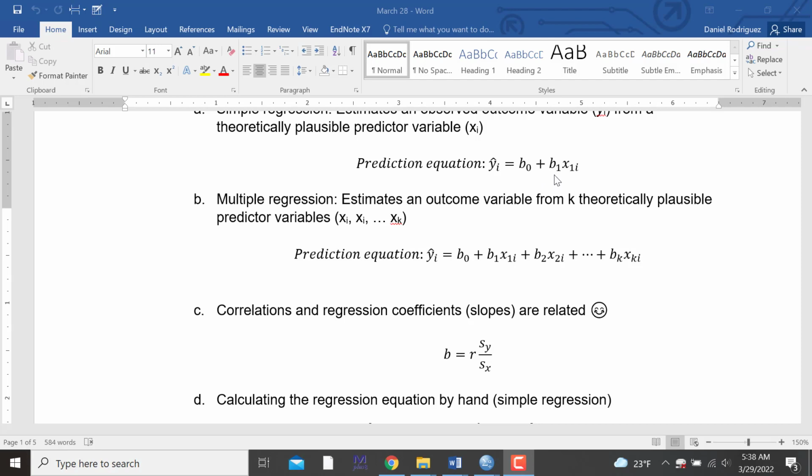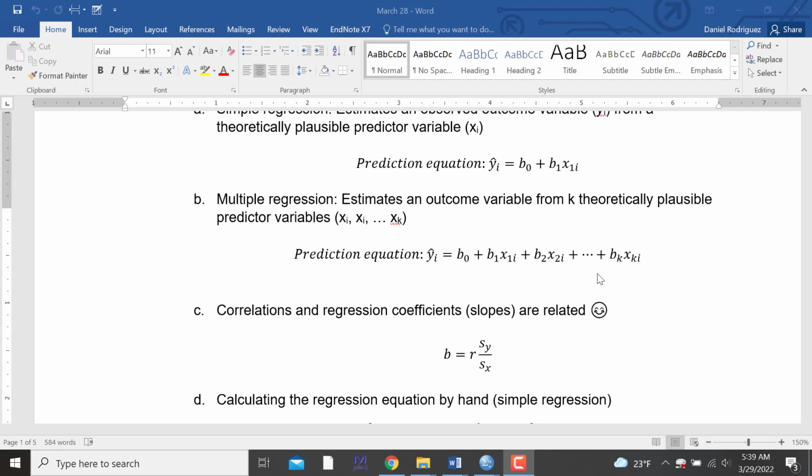You'll notice that the b0 and the b1 do not have i's by them. That means that they're not individually based. They're based on the entire population. They're what we call parameters. Remember we said statistic versus parameter. So they're parameter estimates of population parameters.